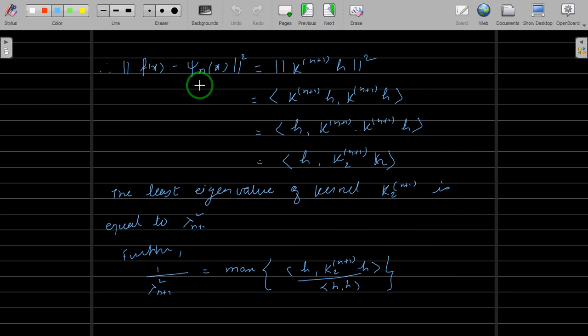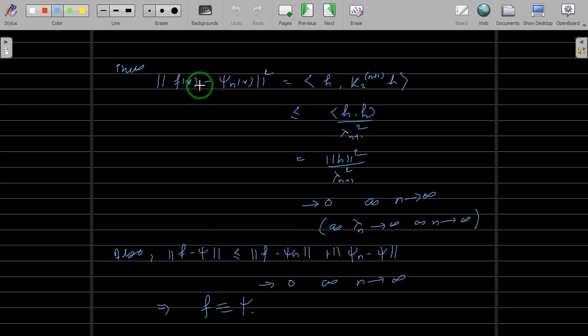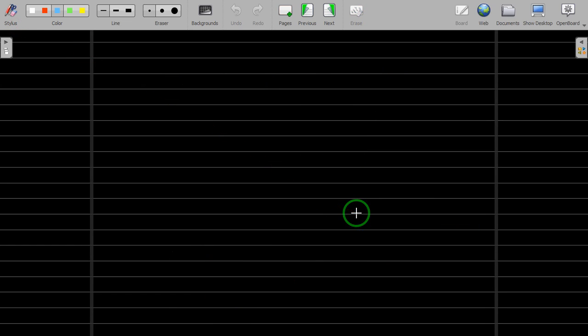And let's see some consequences of this, and then in the next video we will see the application part of this. Consequences of the Hilbert-Schmidt theorem. We can use this Hilbert-Schmidt theorem for solving the integral equation.